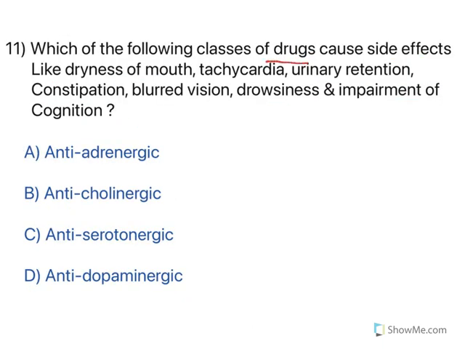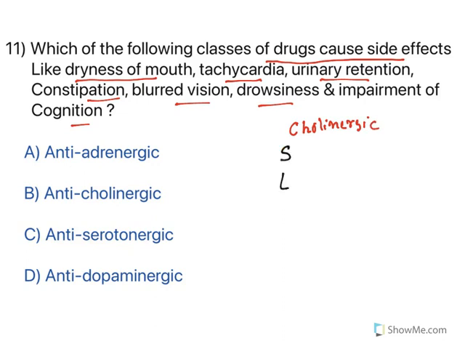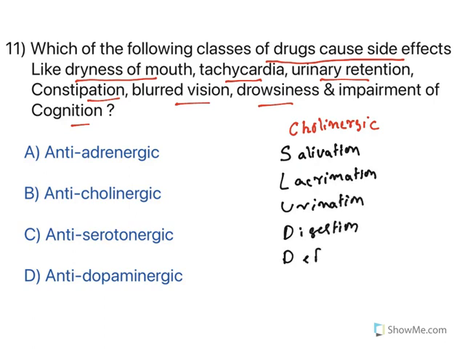Now, which of the following classes of drugs cause side effects like dryness of mouth, tachycardia, urinary retention, constipation, blurred vision, drowsiness and impairment of cognition? See, all of them are opposite to cholinergic responses. Now, you need to understand what are cholinergic responses. There is a mnemonic, SLUDD. Salivation, so it increases salivation. Lacrimation causes tears. Urination, digestion and defecation. All of them are cholinergic responses.